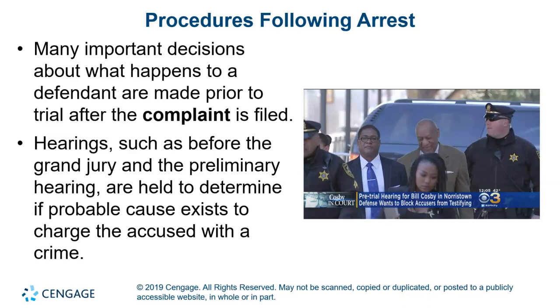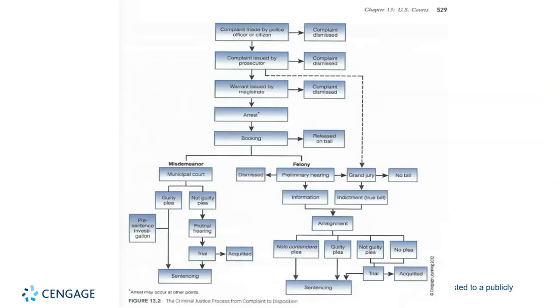So, after the complaint is filed and then after the arraignment where the person enters a plea, they're notified of the charges, etc., in addition to those particular steps, there are going to be hearings before either a grand jury or there's going to be a preliminary hearing to determine if probable cause exists to charge the person with the crime.